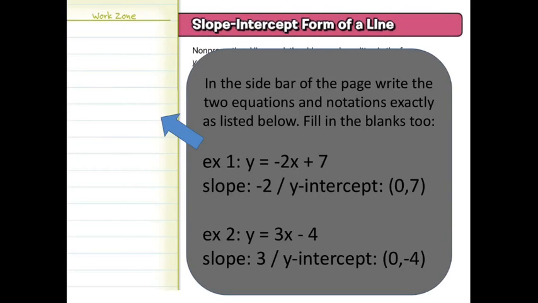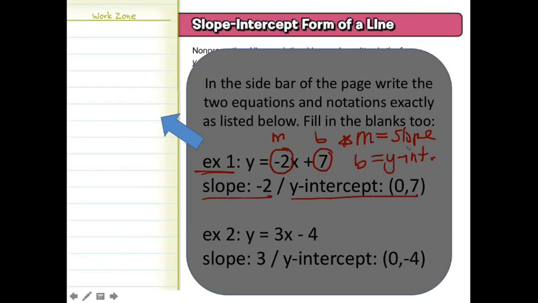All right, so here's what I want you to do on the sidebar. We're going to take these two examples, and I want you to copy them down. But before you start copying, I want to go through this with you. So let's look at these two examples. Example number 1: y equals negative 2x plus 7. Little reminder, m is the slope, b is the y-intercept. So if we look at this equation here, negative 2 is my m, 7 is my b. Slope is negative 2, y-intercept 0, 7.